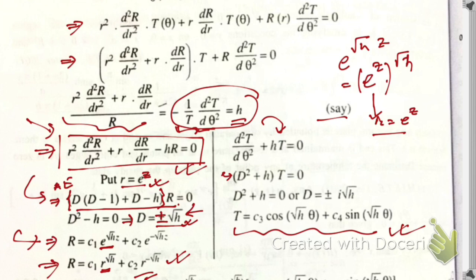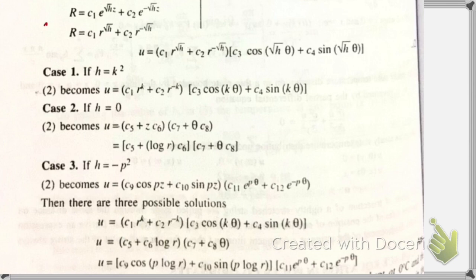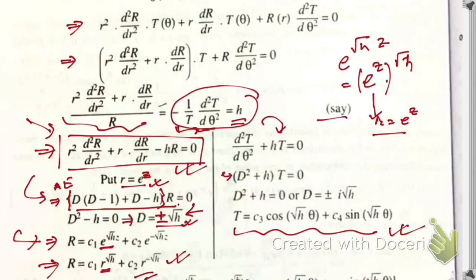Now using these two solutions, let me go to the next slide. We have got these two solutions, this one and the next one, which is c3 cos root over h theta, then c4 sine root over h into theta. So we have solved this differential equation. Here we have got imaginary roots, so if the roots are imaginary, this should be the solution. If you have studied differential equations, you should get those things. And here we had real roots, that's why we have got this solution.